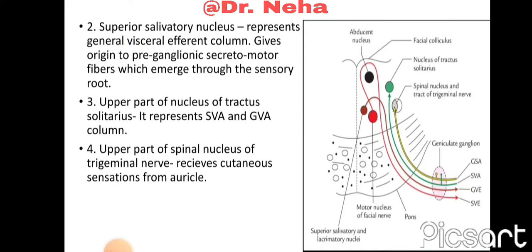It has the superior salivatory nucleus, which represents the general visceral efferent column. It gives origin to preganglionic secretomotor fibers which emerge through the sensory root. Also, it contains the upper part of the nucleus of tractus solitarius, which represents the special visceral afferent and general visceral afferent column. These are depicted in the diagram. The upper part of the spinal nucleus of the trigeminal nerve receives cutaneous sensations from the auricle.